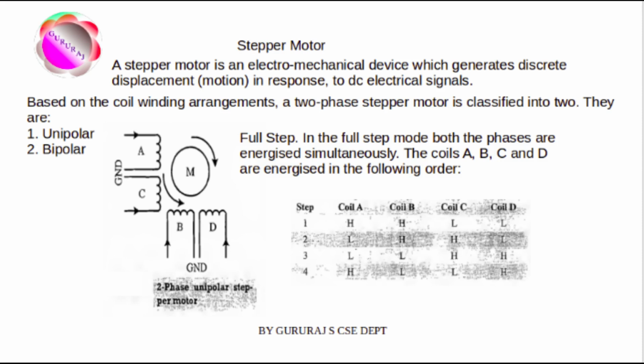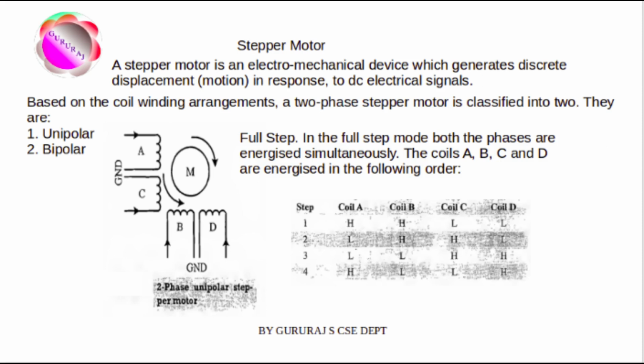A bipolar stepper motor contains a single winding per phase. For reversing the motor rotation, current flow through windings is reversed dynamically. It requires complex circuitry for current flow reversal. The stator winding details for a two-phase unipolar stepper motor is shown in the figure.